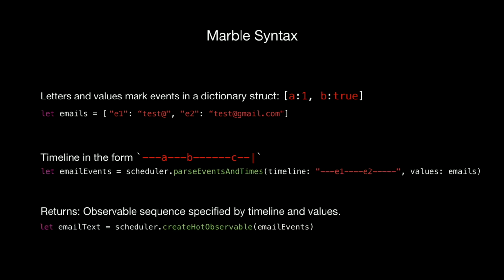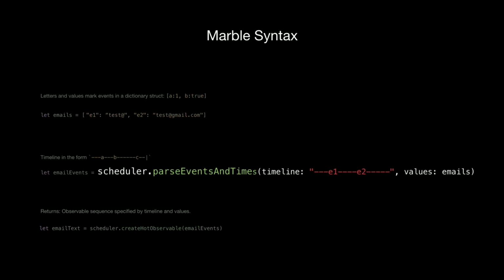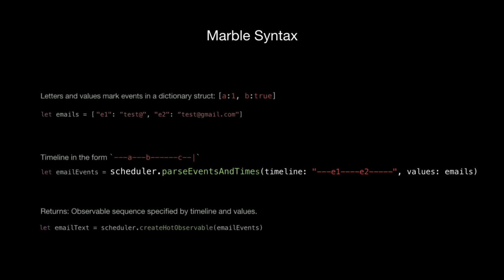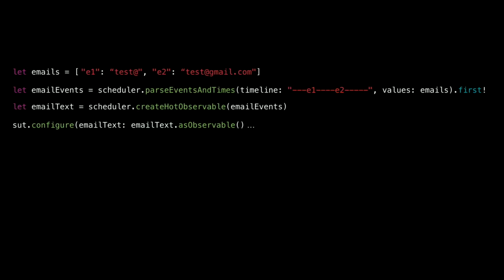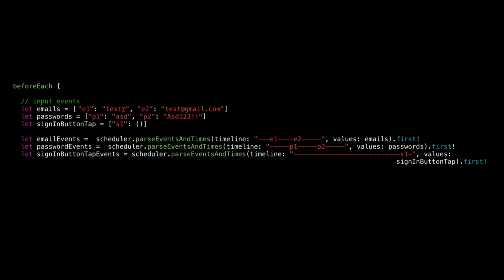And then we can use this timeline in order to create a testable observable. You see here that we use this parse events and times, which is part of a test scheduler extension. So this is how we can initialize our input observables by using Marble syntax. And we can do the same for the output observables.